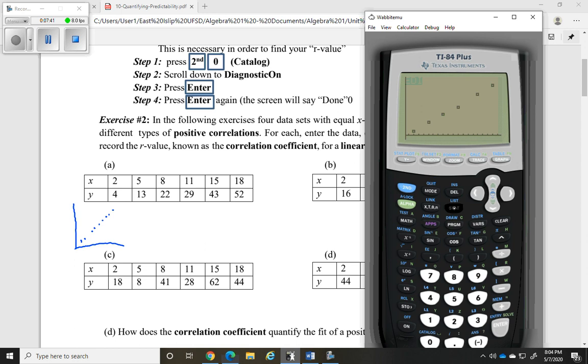So we're going to hit Stat. We're going to go to Calc. Since it looks like it's a straight line, we're going to do a linear regression. We're going to go to number 4. You need to move down to Calculate and then Enter. And since we turned our diagnostics on, you now see this new data represented in R squared and an R. Notice the R says 0.9989891246. So if I were to round to the thousandths place, I'd put 0.999.